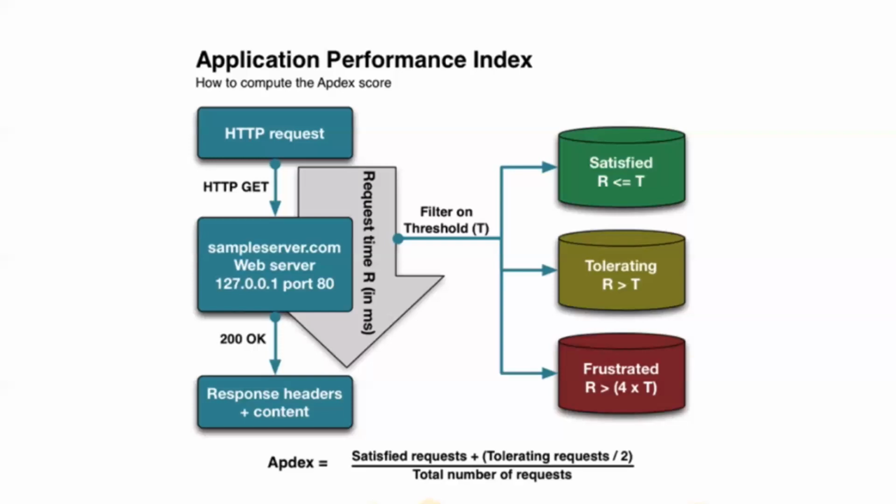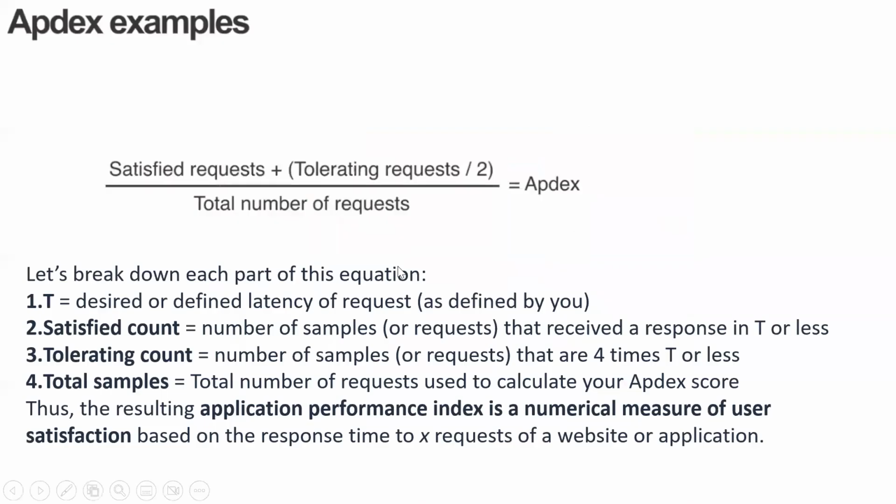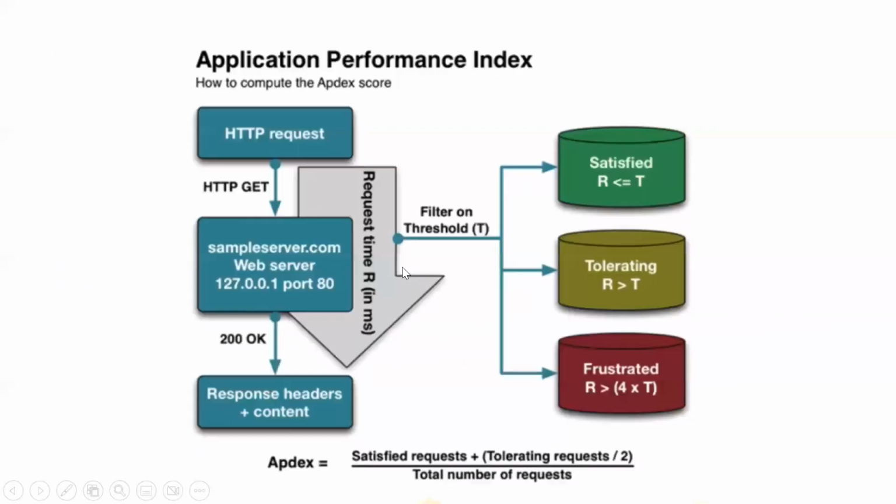One more thing, there are some guidelines for setting up T. I'm not discussing those, but be realistic. Let's say your application is loading in 10 seconds, but you set the SLO for 1 second. That should not be there. It should be a realistic number. Otherwise, your Appdex score will give you fake statistics.